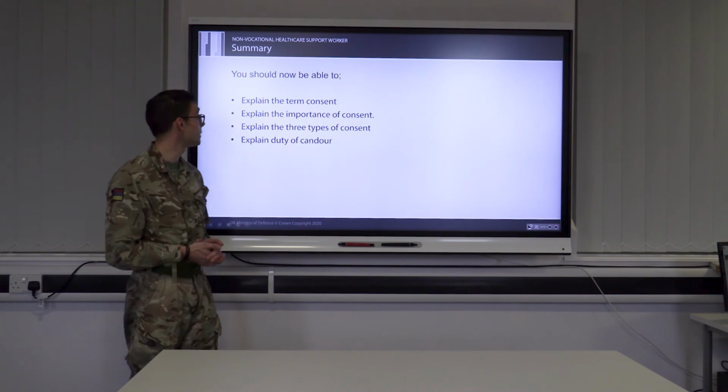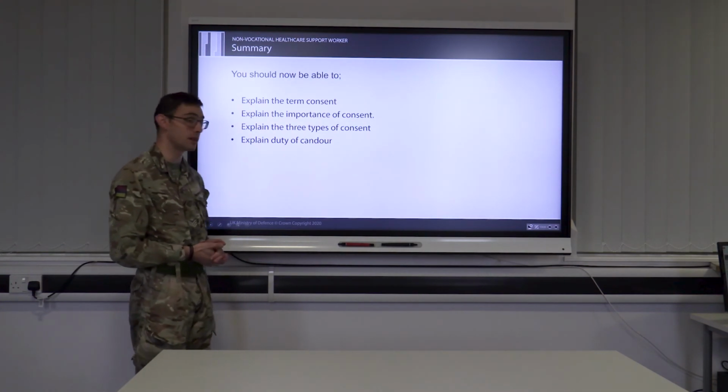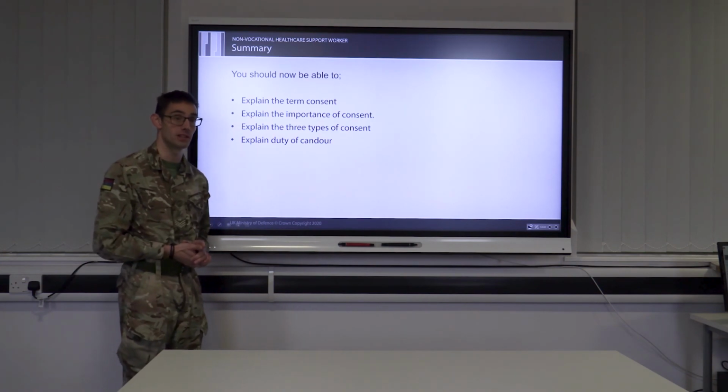In summary, you should now be able to explain the term consent, explain the importance of consent, explain the 3 types of consent, and explain the duty of candour.